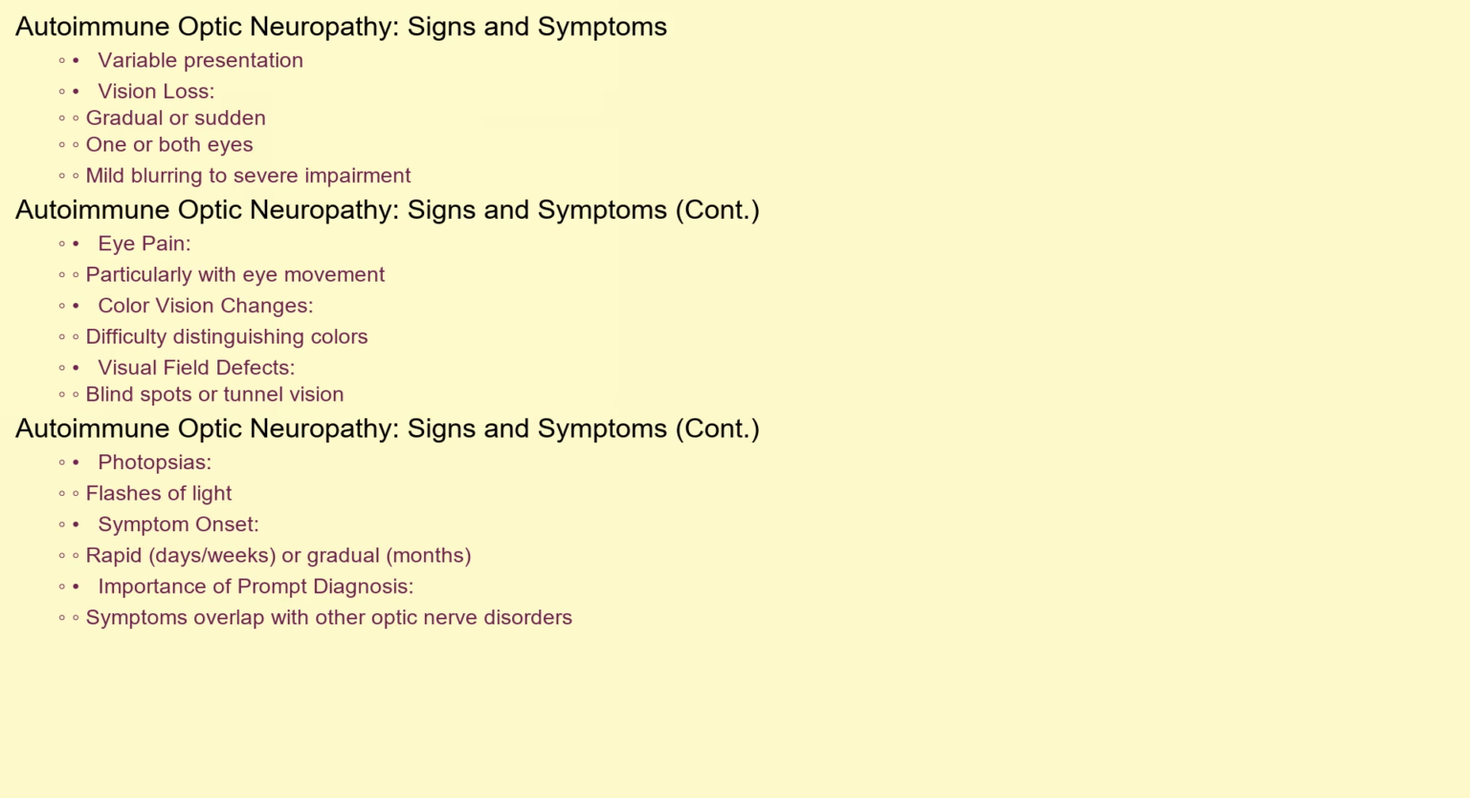The signs and symptoms of autoimmune optic neuropathy can vary from person to person. The most common symptom is gradual or sudden vision loss in one or both eyes. This vision loss can range from mild blurring to severe visual impairment. Other common symptoms include eye pain, particularly with eye movement, color vision changes such as difficulty distinguishing between colors, and visual field defects, which may present as blind spots or tunnel vision. Some individuals may also experience photopsias, which are flashes of light. The symptoms can develop rapidly, over days or weeks, or more gradually over months. Because these symptoms can overlap with other optic nerve disorders, it's essential to seek prompt medical attention for accurate diagnosis.